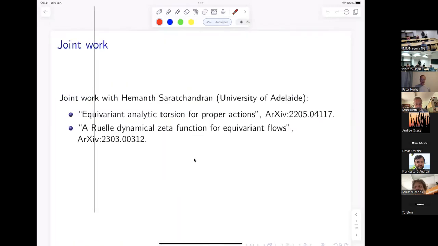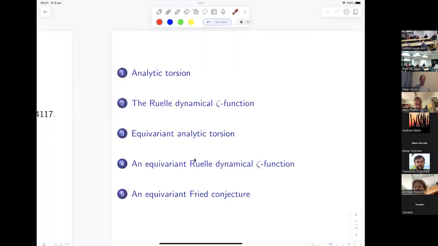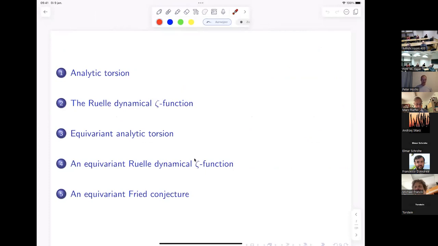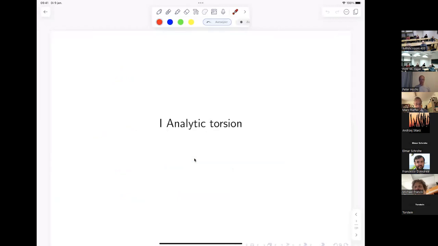So that's my plan. This is based on work with Sarah Chandran from Adelaide. We have two preprints, one on analytic torsion and one on the dynamical zeta function. And this talk is about those things. I'm also working with my current PhD student, Chris Spirey, on things related to this topic. So as I said before, this is my plan: explain the classical notions of analytic torsion and this zeta function, and also how they're related, that's Fried's conjecture. Then I'll talk about how to add the words equivariant and how a relation between those two equivariant things might look like.